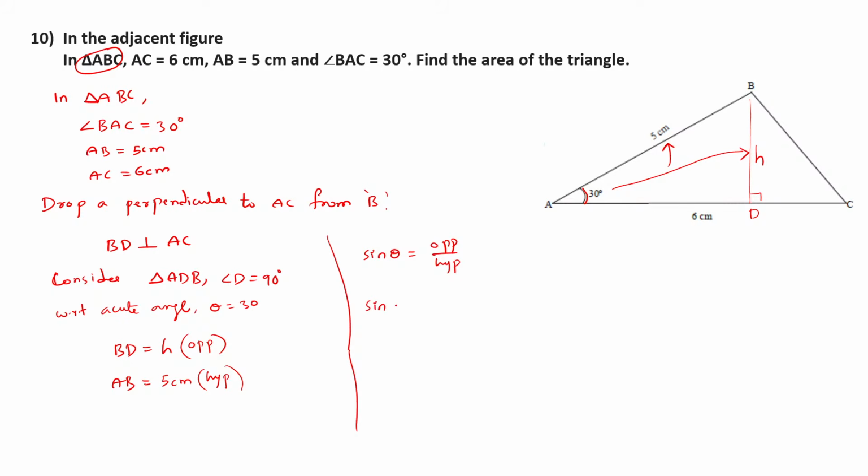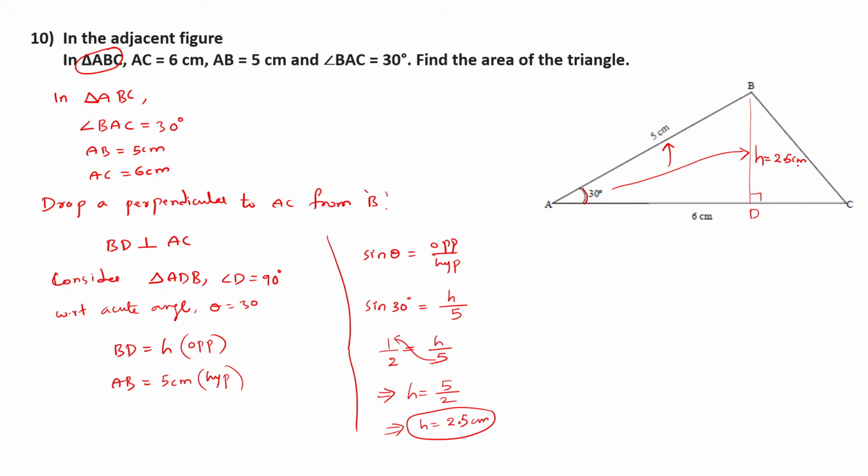Substituting the values, sin 30 degrees equals opposite side h, hypotenuse is 5. Sin 30 is 1 by 2, and h by 5 as it is. Now transposing 5 to this side, h equals 5 by 2, which is h equals 2.5 centimeters. So the height we found is 2.5 centimeters.